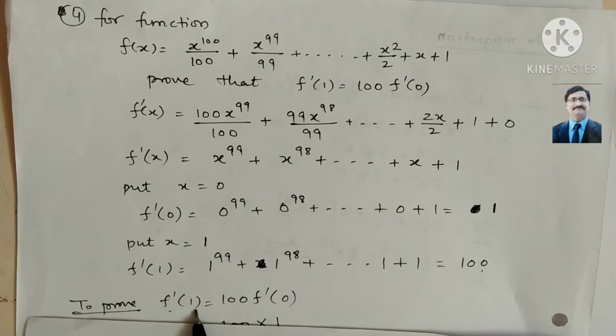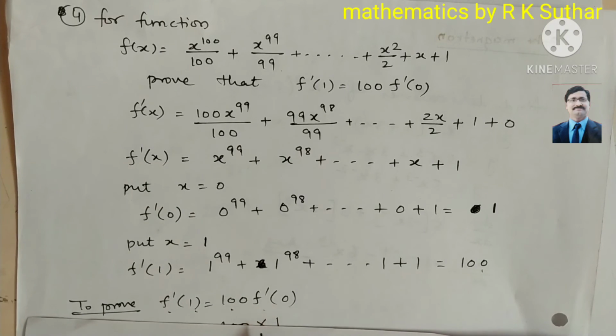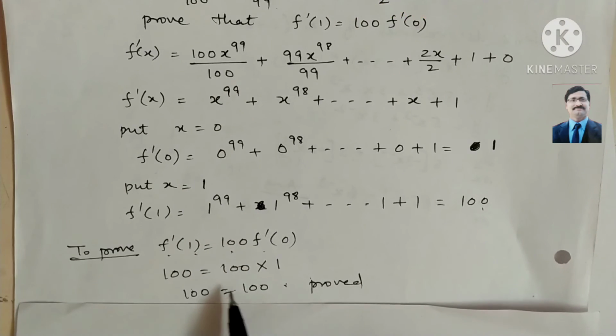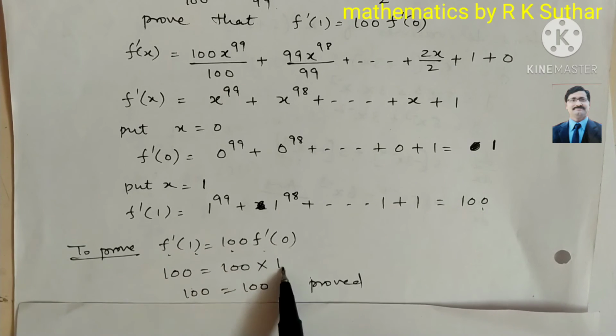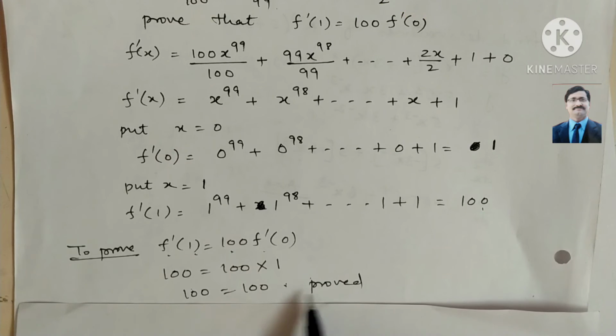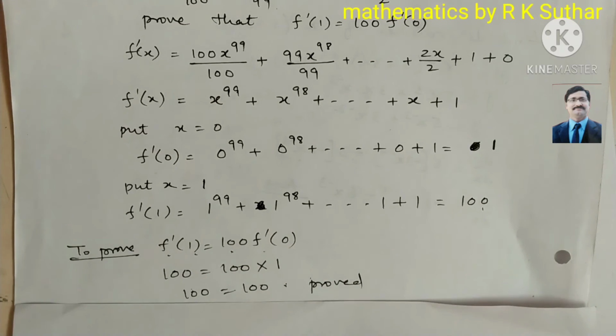Now we have to prove f'(1) = 100 f'(0). So we got f'(1) = 100 and f'(0) = 1. So 100 into 1 is 100, which means left-hand side and right-hand side are both equal. So it is proved. Did all of you understand?